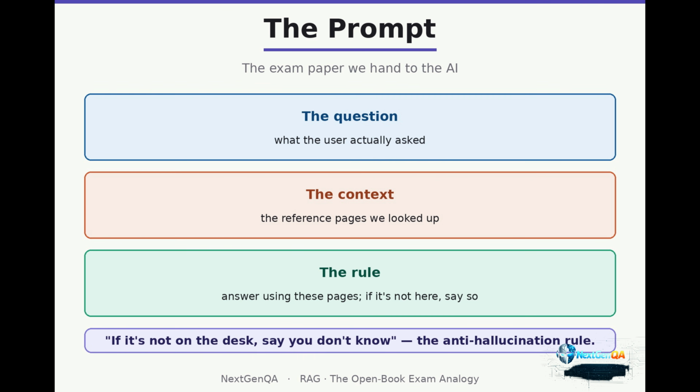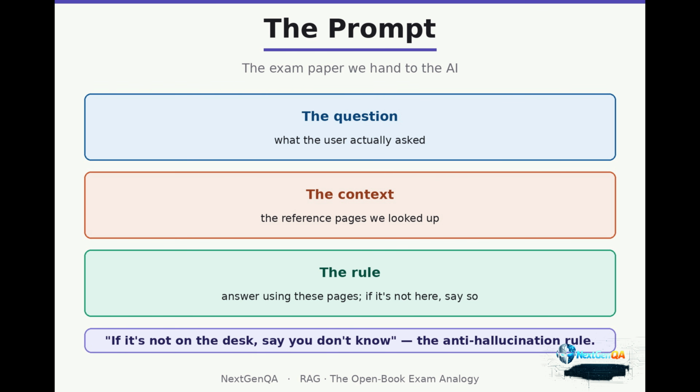Prompt. A prompt is simply the full set of instructions we give the AI. The question plus the reference pages plus a clear instruction on how to use them. Think of the prompt as the exact wording of the exam paper we hand to Ravi.